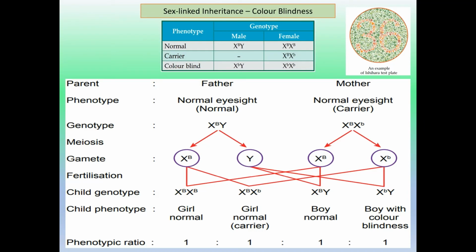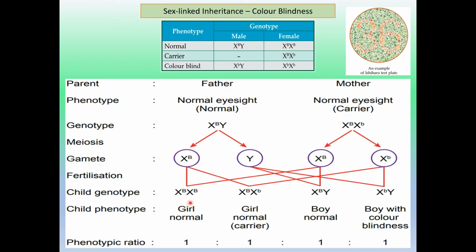Look at this genetic diagram, a cross between a father and mother with normal eyesight. The mother is a carrier because she carries one recessive allele. When meiosis occurs, the father produces two types of gamete: an X chromosome which carries a dominant allele and a Y chromosome which does not carry any alleles. The mother produces two gametes with X chromosomes, one carrying a dominant allele and one carrying a recessive allele. When fertilization occurs, these are the child genotypes.